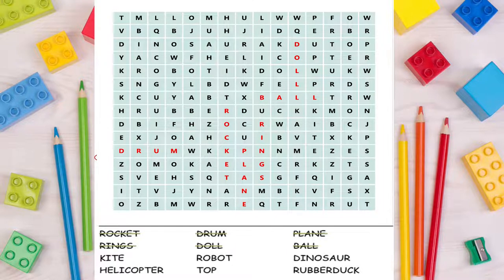Number seven, kite. Number eight, robot. Number nine, dinosaur. That was a hard one to find. Number 10, helicopter. Did you find helicopter? Number 11, top. That was an easy one. And our very last one, number 12, rubber duck. Did you find rubber duck?